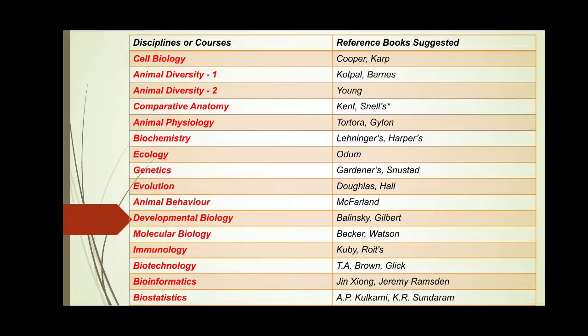For ecology, you can go through Odum. Odum is the only book which I'll suggest you go through for ecology. It has every topic covered very nicely. For genetics, you can go through Gardner or Snustad. They both are good. Gardner has very simple language.